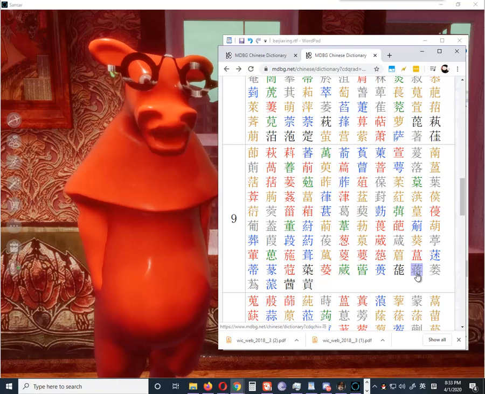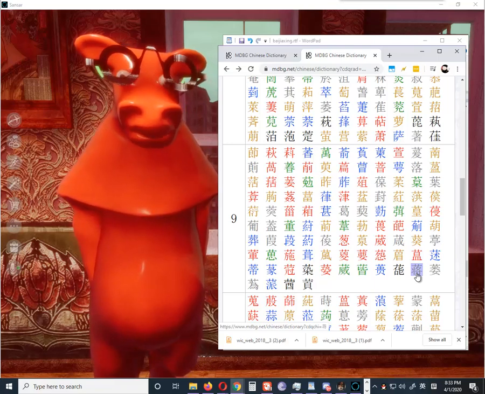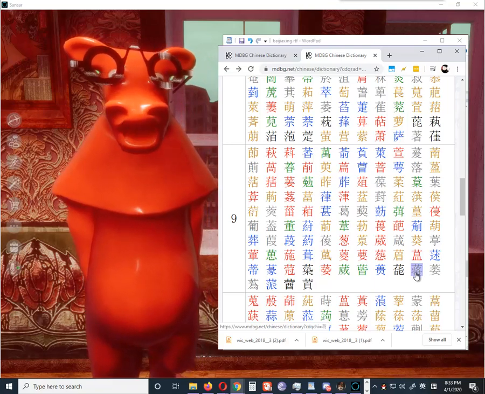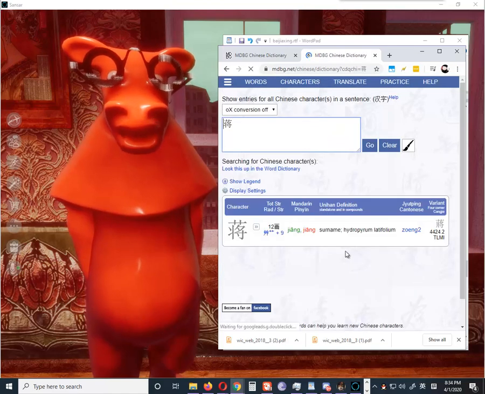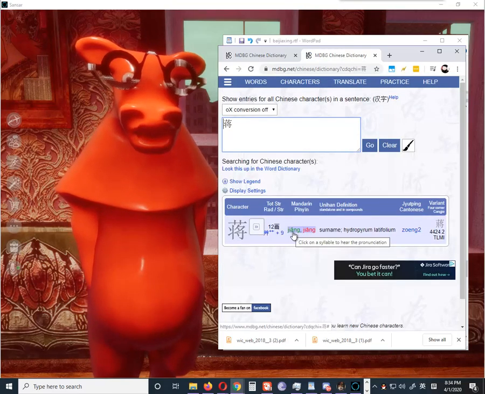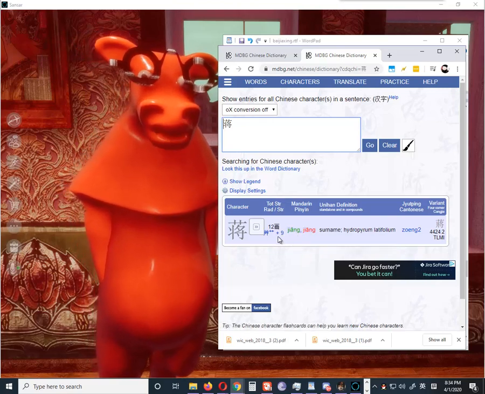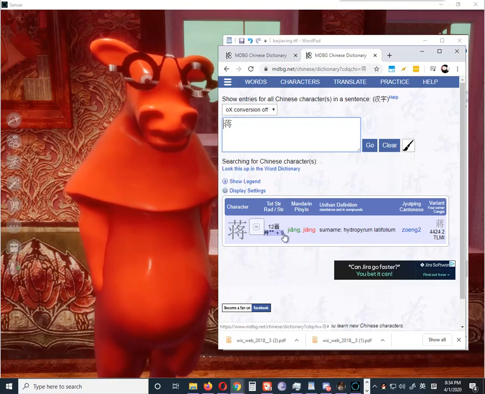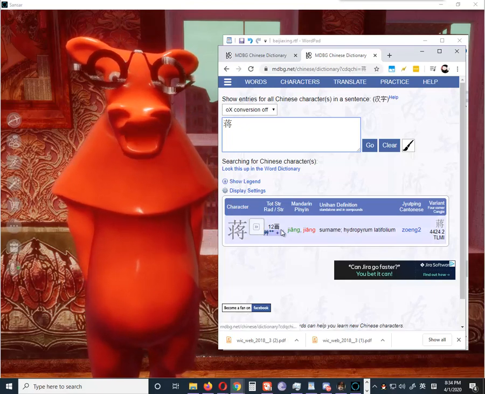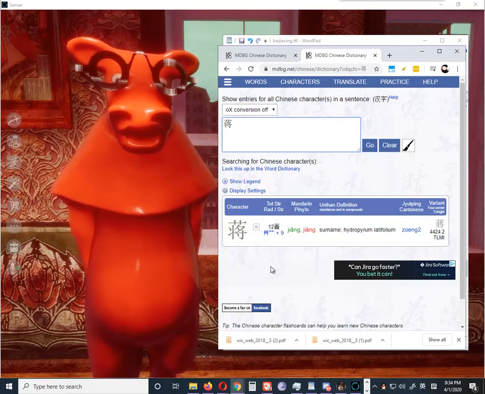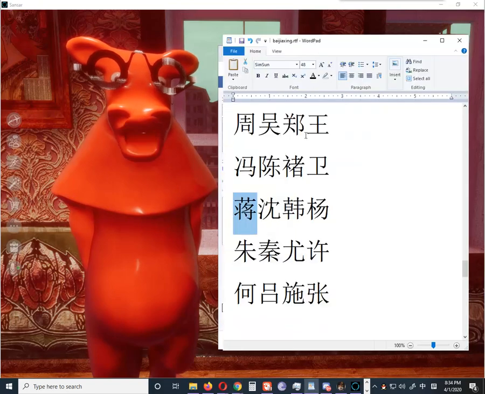But this is the thing about learning the radicals, folks. You kind of get to where you can pick the character out of a crowd here. And there it is. Sure enough, it's a 3rd tone jiang, and it's the grass radical plus 9 strokes. Okay, let's go to the next one.